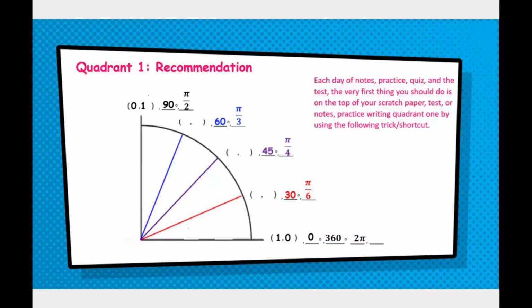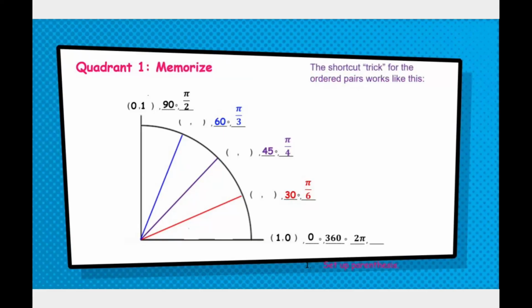Okay, so I just got done saying this. Each day of notes, practice quiz, I would go through and write down kind of what I'm about to show you with this trick and shortcut. So the shortcut works like this. Start just by writing quadrant 1. Do a little L shape, and you don't even have to draw the circle. We do need to know our axes, so we do need to label the (1, 0) and the (0, 1), and then the 90, pi over 2, and 0, 360, pi, and so on and so forth. But the trick works like this.